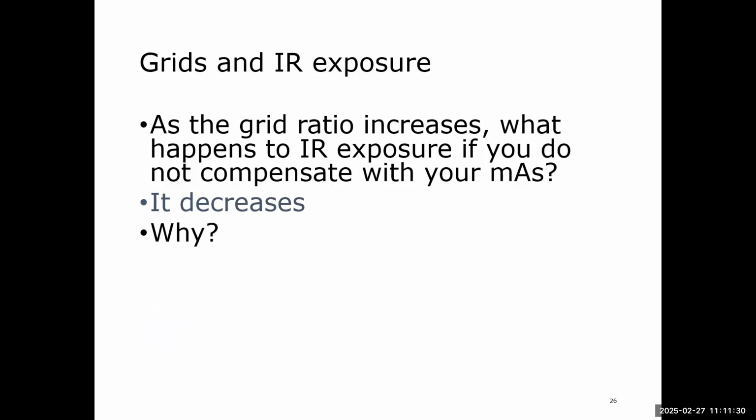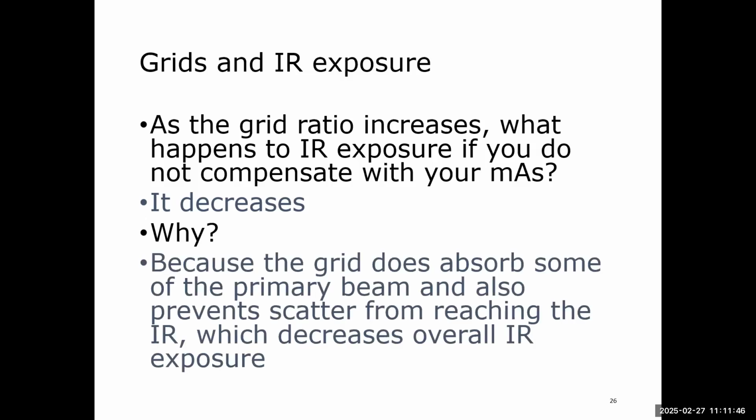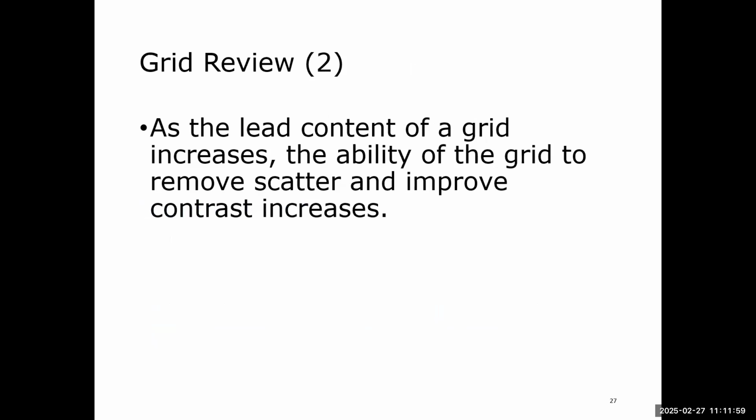We try our best to minimize the amount of that, and that's called what? Grid cutoff. Anytime part of the primary beam is absorbed in the grid, that's called grid cutoff. We try to keep that to a minimum. So the grid does absorb some of the primary beam and also prevents scatter from reaching the IR, which decreases overall IR exposure. So even though scatter is unwanted, it is a part of receptor exposure. As the lead content of the grid increases, the ability of the grid to remove scatter and improve contrast increases. That just makes sense.